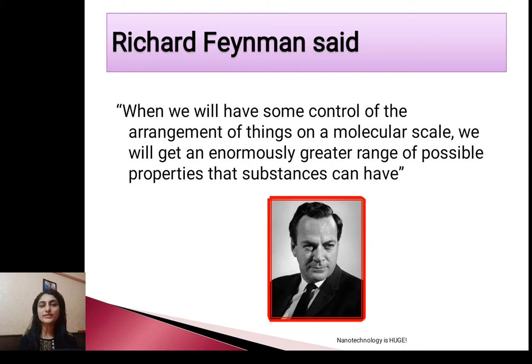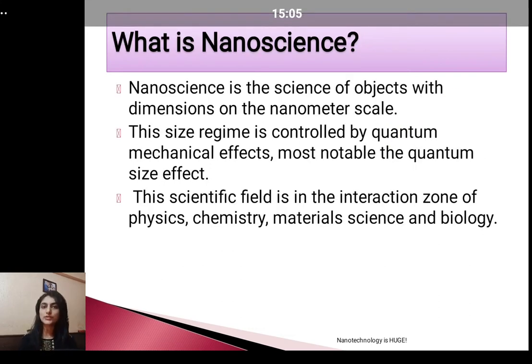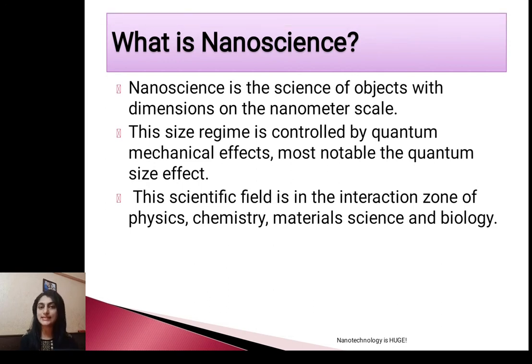Richard Feynman said, "When we have some control of the arrangement of things on a molecular scale, we will get an enormously greater range of possible properties that substances can have." And this is very true for nanoscience and nanotechnology. So what is nanoscience? Nanoscience is the science of objects with dimensions on the nanometer scale. Nanometer scale, in the sense that one of the dimensions is less than 100 nanometers.